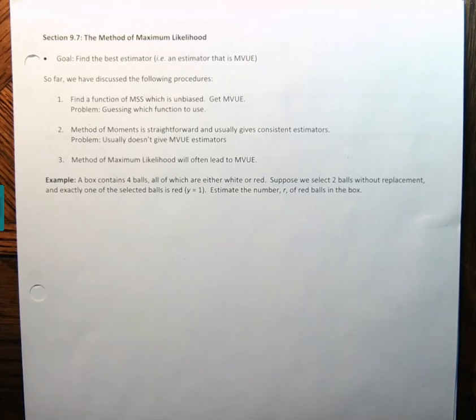All right, so as an example to lead off this topic, suppose I have a box that contains 4 balls, all of which are either white or red. And we're going to select 2 balls without replacement, and exactly one of the selected balls is red. So in other words, y is equal to 1. And what we're going to do is estimate the number r of red balls in the box.